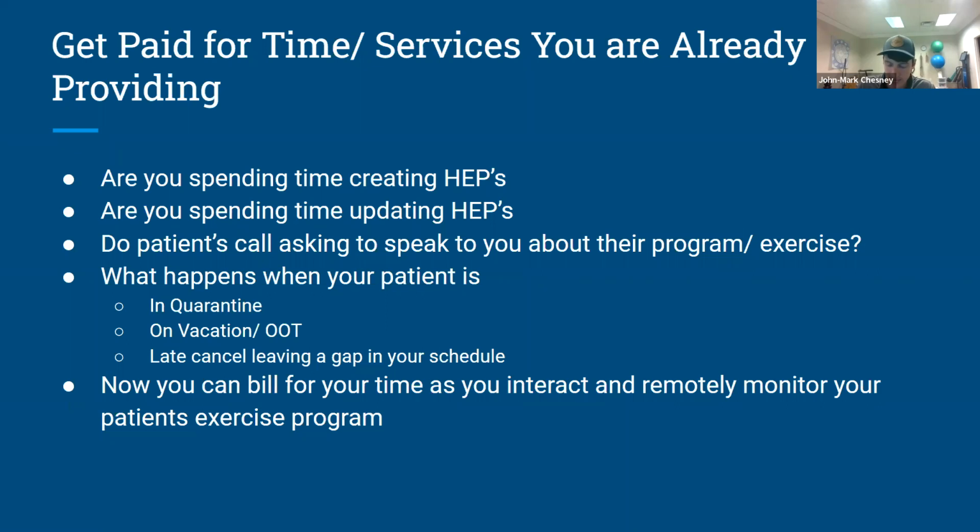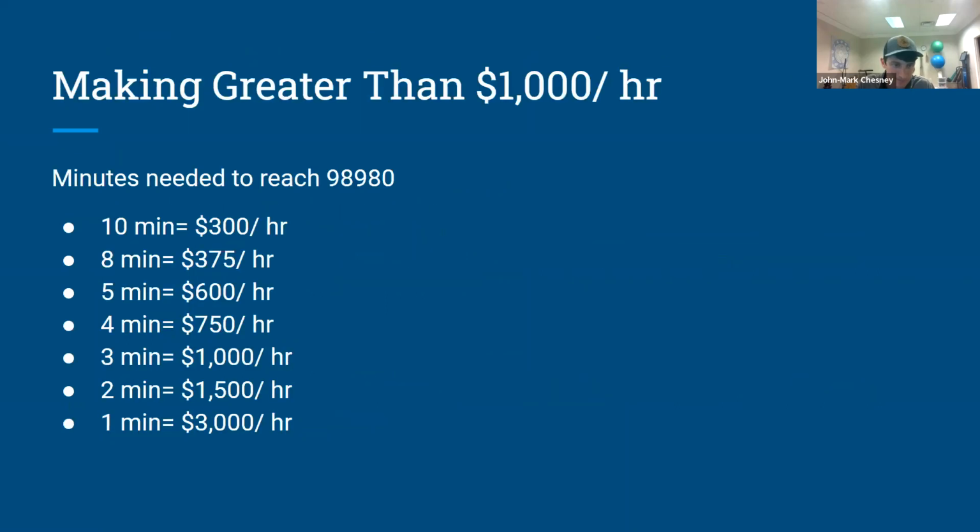So the other piece to look at too, and I'll give an example of how it's worked with us at the end of the month, is reaching that threshold of the time-based codes. So 98980 is that first set of 20 minutes that we have to hit before we're able to bill for it. Part of the piece here is you don't want to be 1 or 2 minutes short, because if you finish the month at 18 or 19 minutes, there's nothing you can bill for.